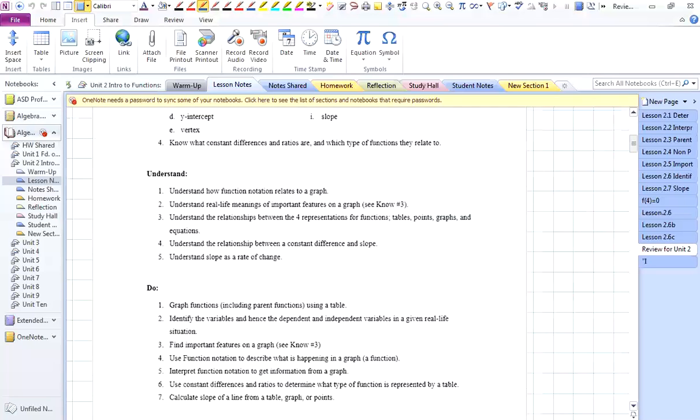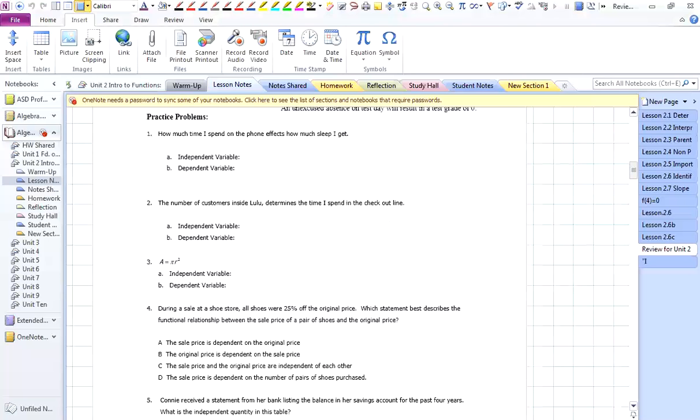No, pi r squared is not a variable. That is your equation. You have to pick the variables from your equation. I've seen a lot of people make the mistake. Okay.